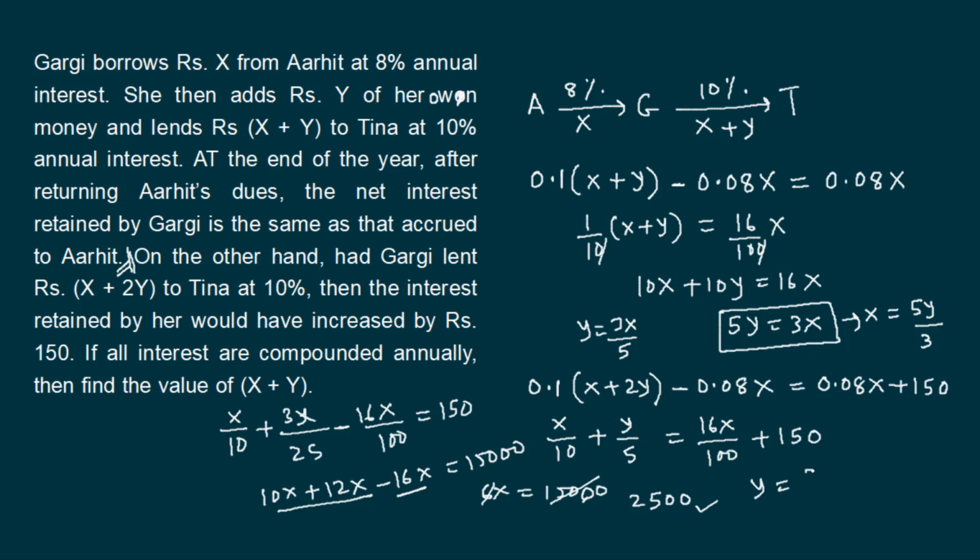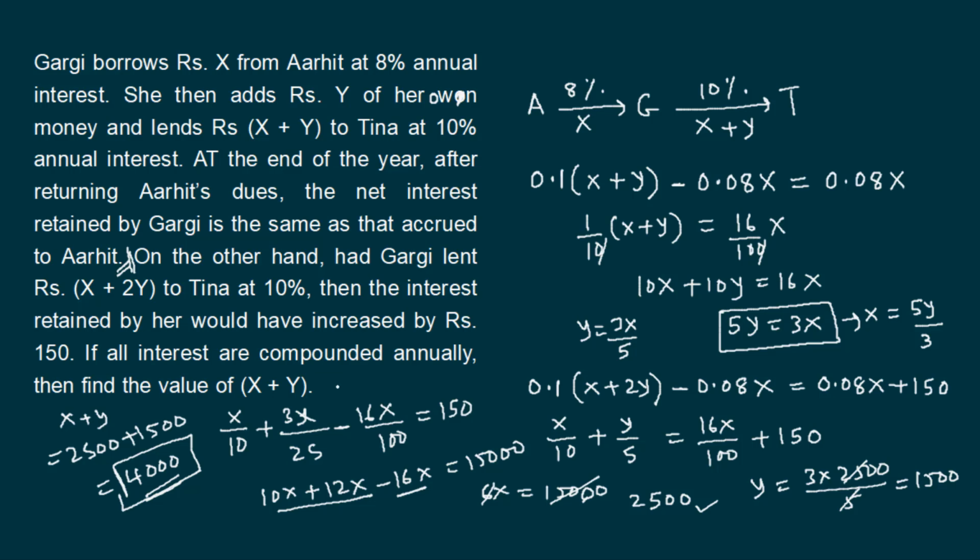So y is 3 into 2500 by 5. That would be 1500. So what is x plus y? x plus y is 2500 plus 1500. That is 4000. Since it is a type-in question, we'll type in 4000. The answer is asked in rupees.